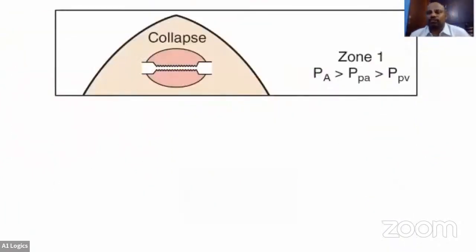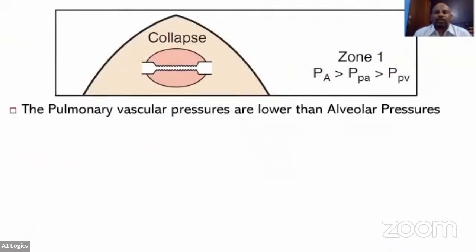Zone 1 is called the region of collapse, which means the vascular pressures are lower than the alveolar pressures. Whenever I ask what is zone 1, the students used to tell me, sir, the alveolar pressures are very high. Actually, the alveolar pressures are almost uniform throughout the lung. It is that the pulmonary vascular pressure is lower than the alveolar pressure. So in this zone, you can see that the intra-alveolar vessels are compressed by the existing alveolar pressure itself. The extra-alveolar vessels are normal. The intra-alveolar vessels are compressed.